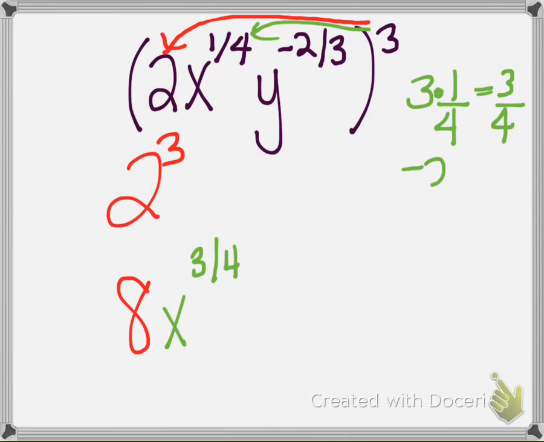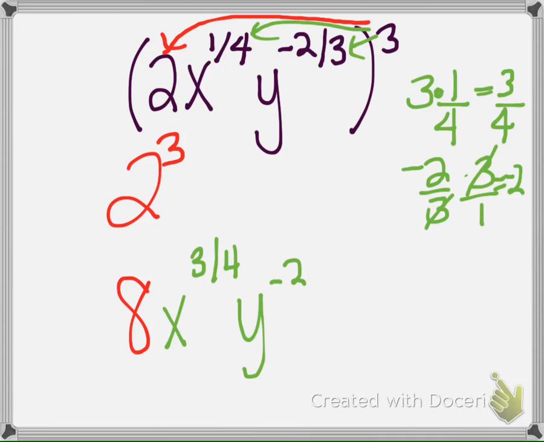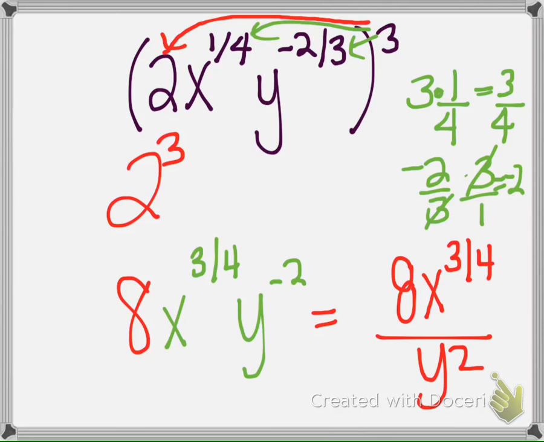And then negative 2/3 times 3 right here is negative 2. So we know we can't have negative exponents, so we're going to write it as 8x to the 3/4 power all over y squared. So only the y is going to move because only the y has a negative exponent.